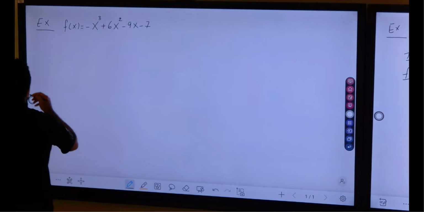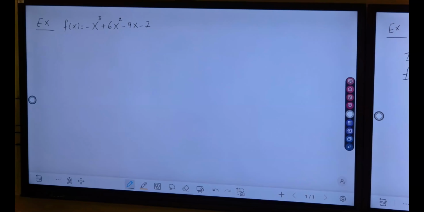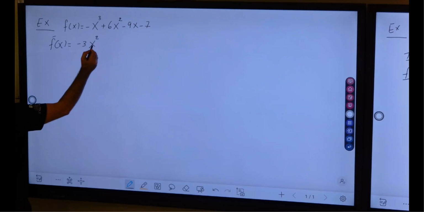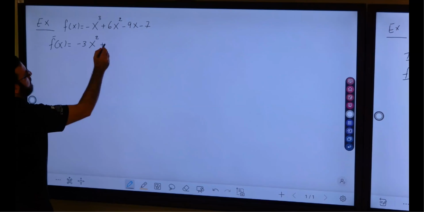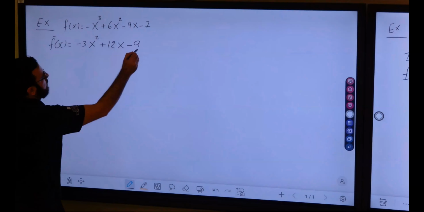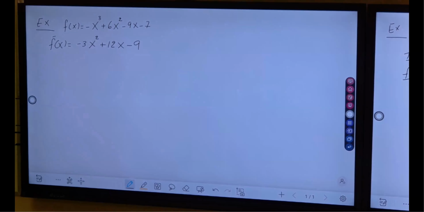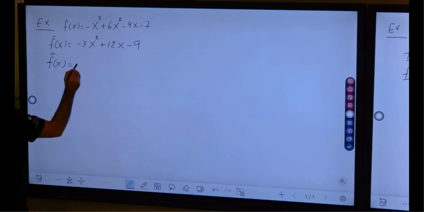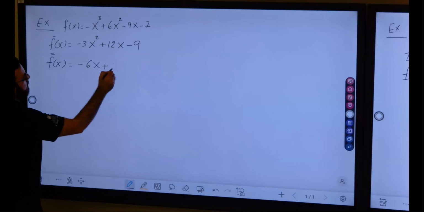So we need to find the inflection points. We're going to find the first derivative. The derivative is going to be equal to negative 3x squared plus 12x minus 9. Now what's the next step? Take the second derivative. The second derivative is going to be equal to negative 6x plus 12.